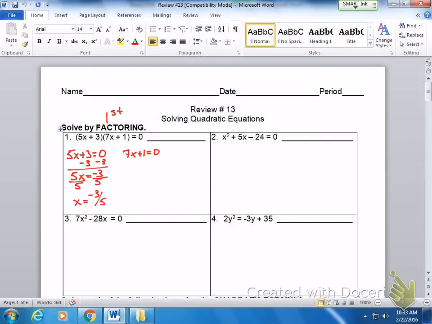You can do the other one. You're going to subtract 1 divided by 7. You will get your second answer. Be careful when you do those, because again, if they're not factored to start off with, then it's not going to work out for you.